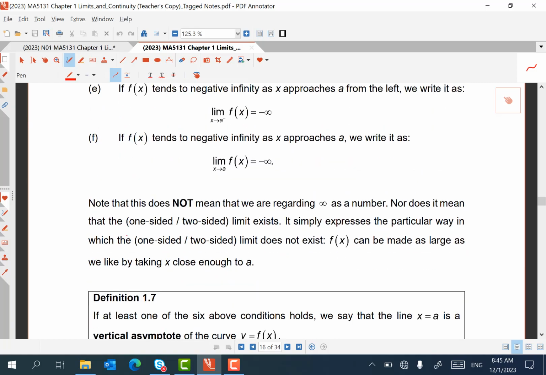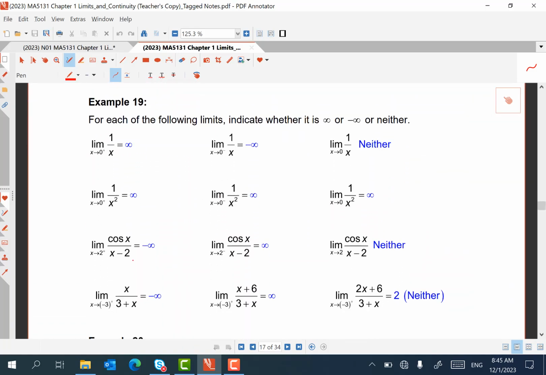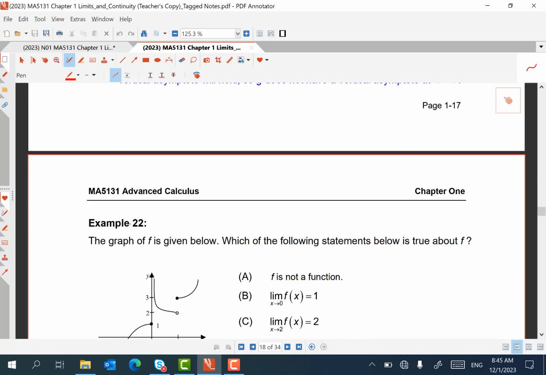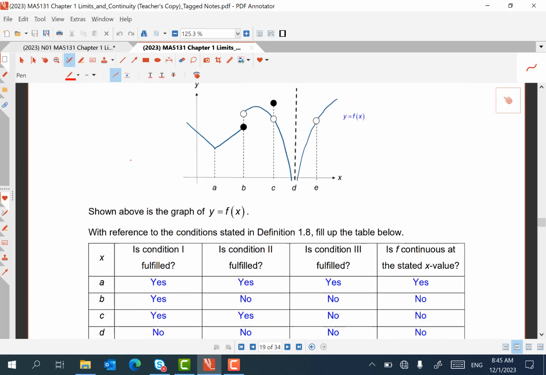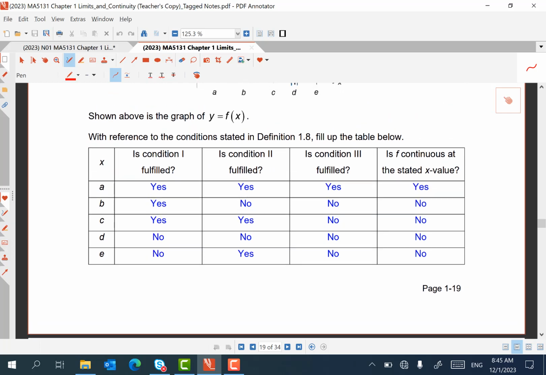For those who have done, you want to compare. For those who haven't tried, you shouldn't look up. Because negative infinity is considered as not existing. Infinity is not a number, for that reason. We are not regarding infinity as a number.